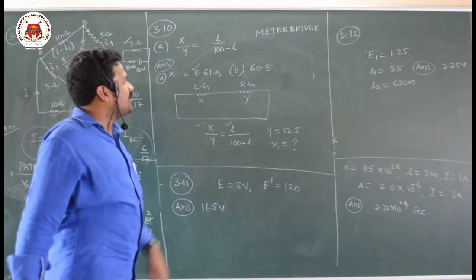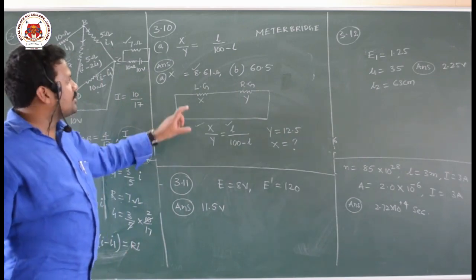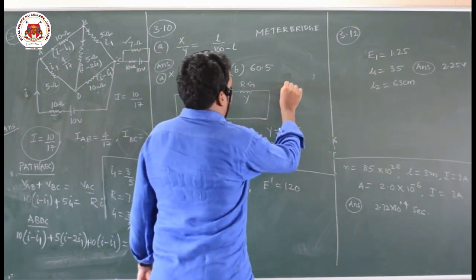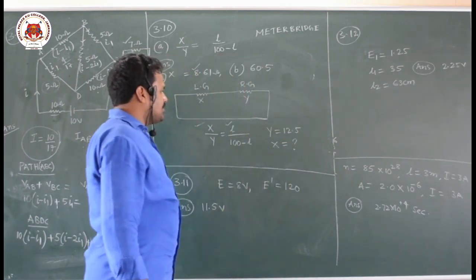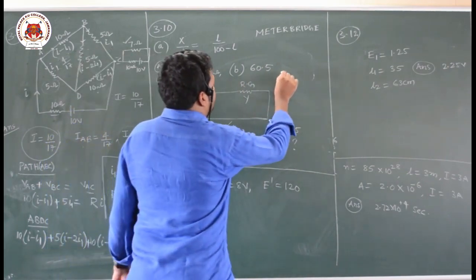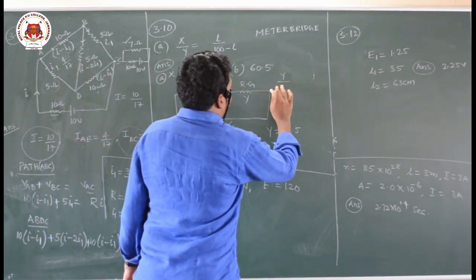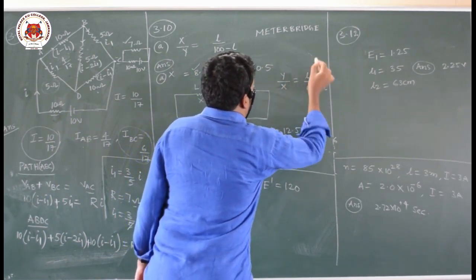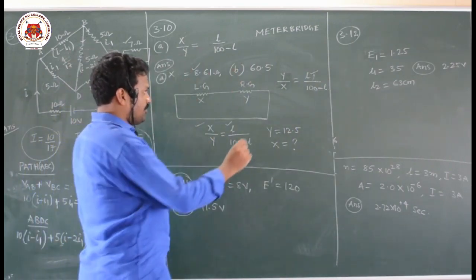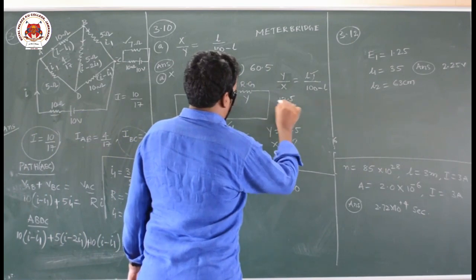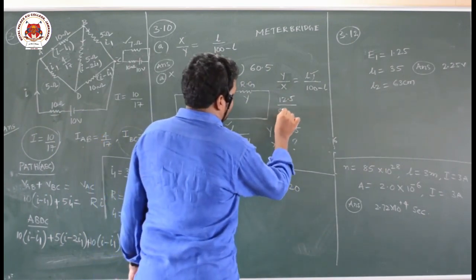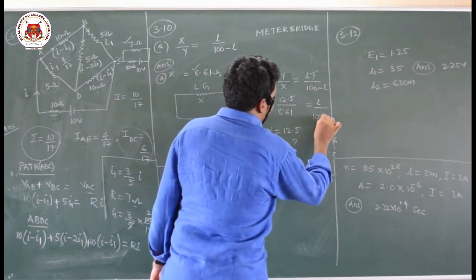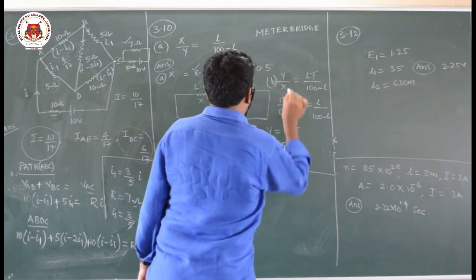Afterwards, in question B, what is asked is: after finding X, if you interchange them, what is the balancing length? So when you interchange them, you will write Y by X is equal to L by 100 minus L. In question B you have to find the balancing length. Y value is 12.5, and from the previous case you get the X value as 8.61. Then you have to find the balancing length L by 100 minus L. This is the answer for B, and that was the answer for A.